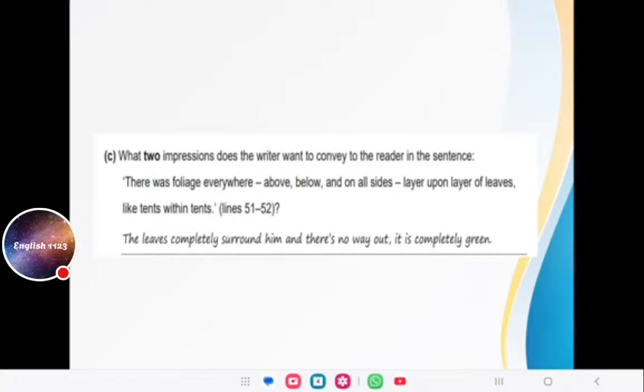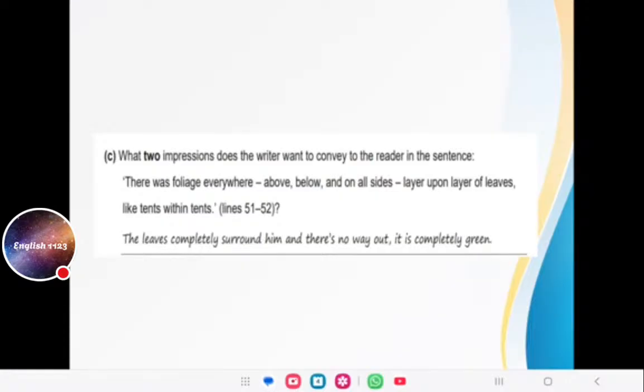Now look at this question, the part of text, the sentence that has been taken from the text, written here. This question carries 2 marks. They have asked you for 2 impressions, so you need to write your impressions very clearly.